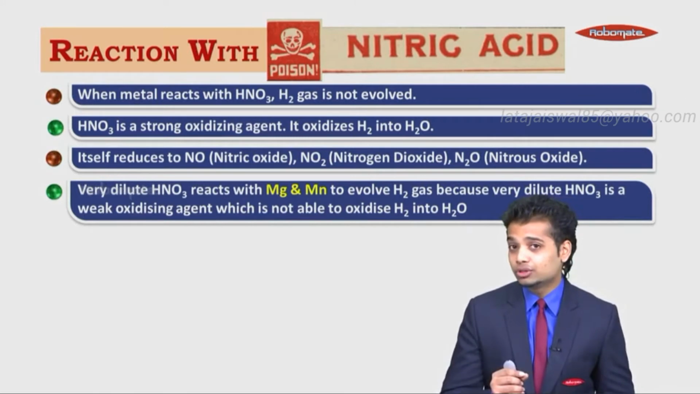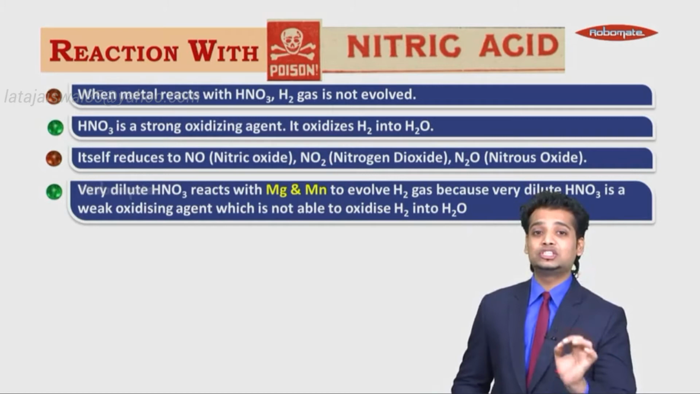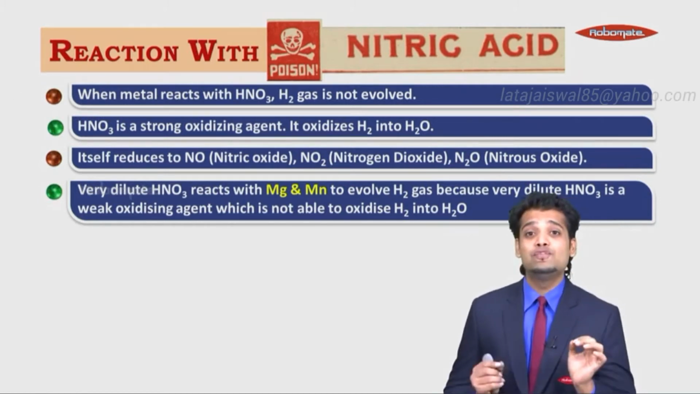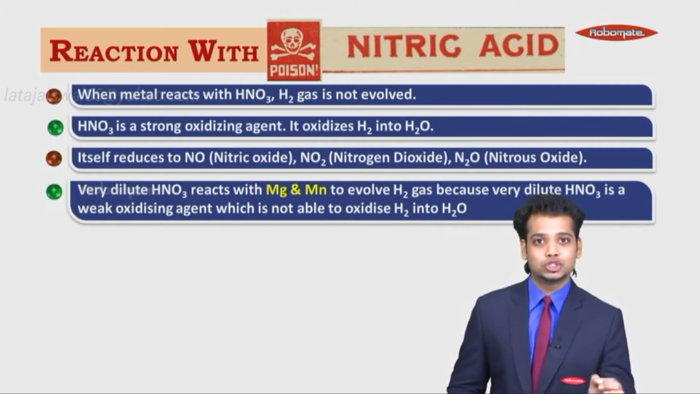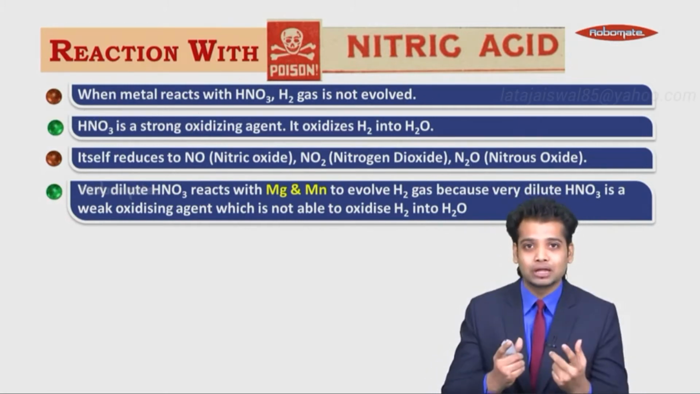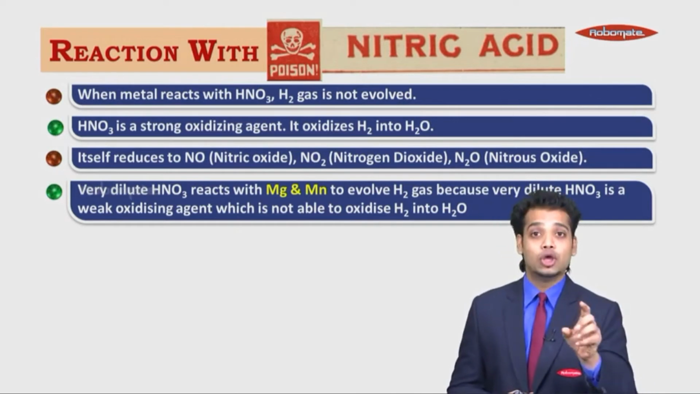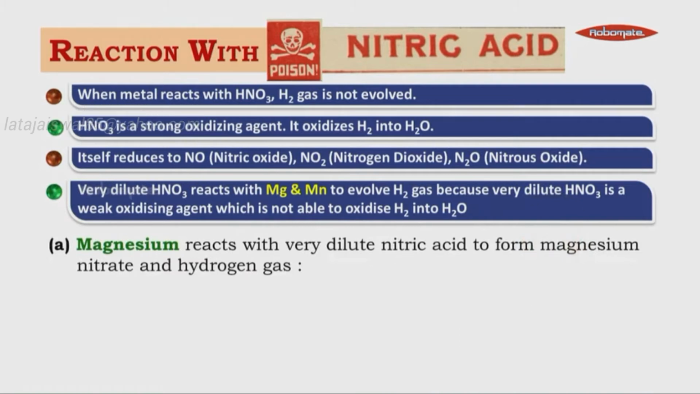Very dilute HNO3 reacts with magnesium and manganese to evolve H2 gas. Because very dilute HNO3 is a weak oxidizing agent, which is not able to oxidize H2 into H2O. The reason is the concentration of HNO3 is not high enough to make it oxidize. We'll understand that. Let's see the magnesium reaction with dilute acids.